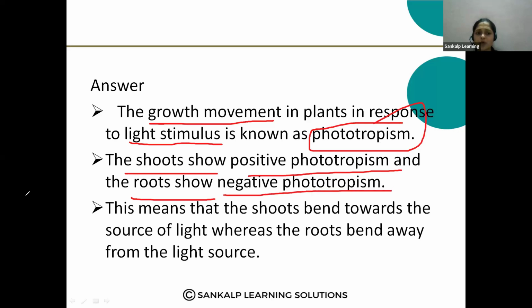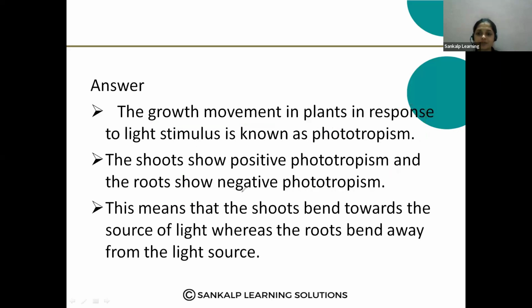What do you mean by positive phototropism and negative phototropism? Cells of the grow longer. No. Positive phototropism means, anybody?